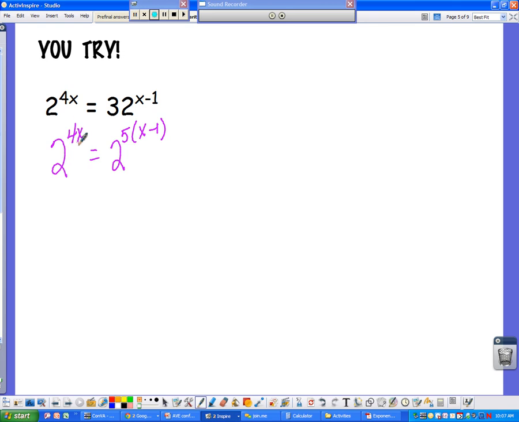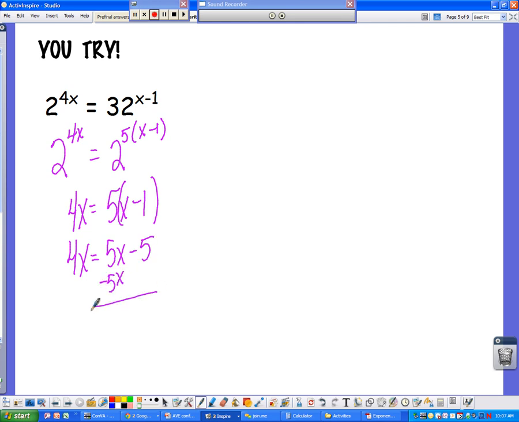Now that my bases are the same, I can actually just solve this. So 4x equals 5 times x minus 1. So 4x equals, distribute, I get 5x minus 5, and then subtract my 5x. So negative x equals negative 5, and then divide by negative 1. So x equals positive 5.